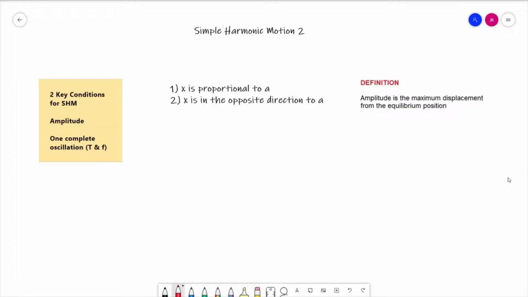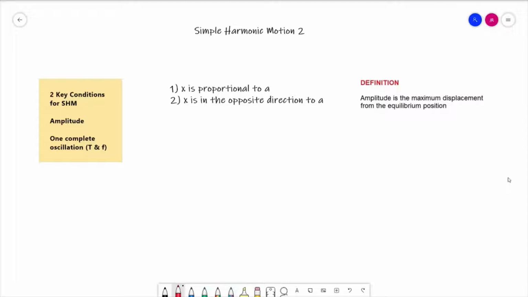Now in the last lesson we looked at the two key conditions for SHM, which are there on the screen, where displacement is proportional to acceleration, but displacement and acceleration are always in the opposite direction to each other. We also defined amplitude as the maximum displacement from the equilibrium position, and we defined what one complete oscillation was, and then moved on to look at time period and frequency in simple harmonic motion.